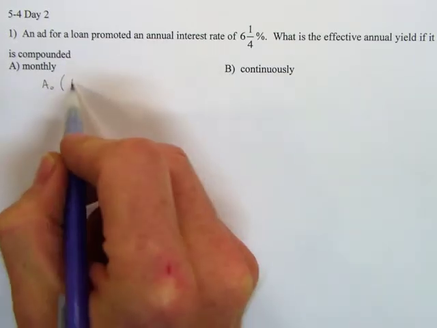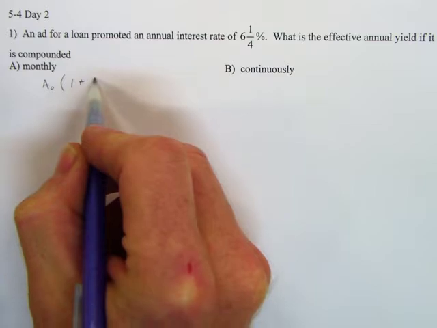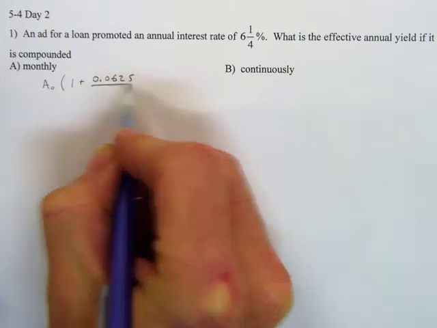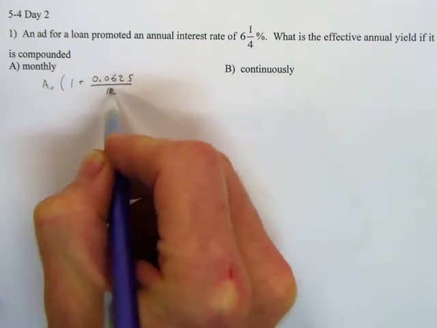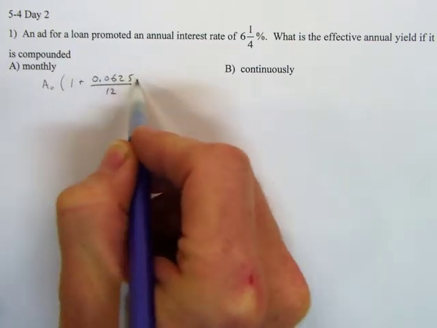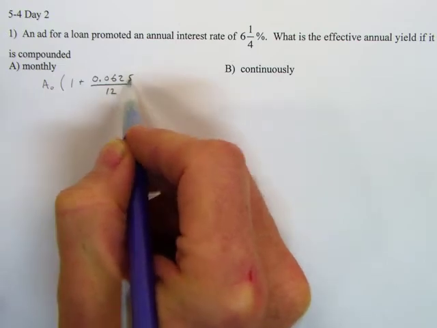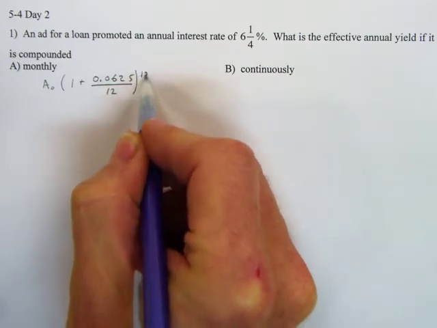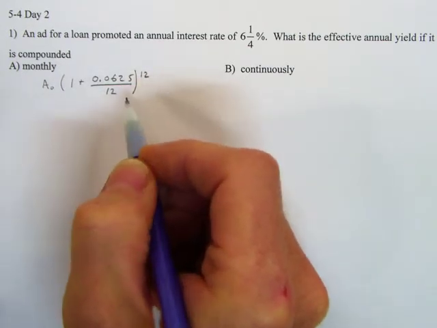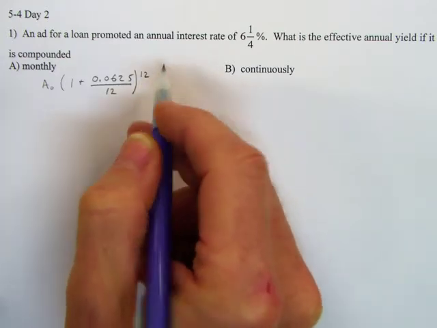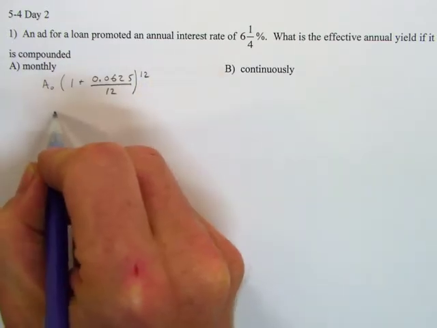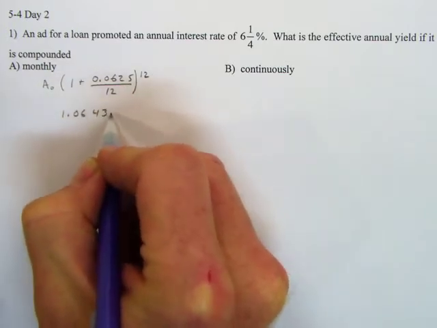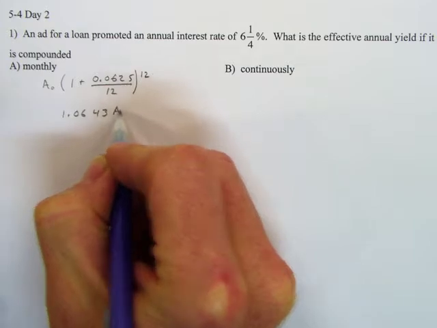And we say we have 1 is our 100% plus 0.0625 divided by 12. Now, why are we dividing by 12? Because we have an annual rate of 6.25, and we're dividing by 12, so that's giving us our rate for that month. And we raise it to the 12, and that's going to be for 1 year, because there's 12 months in a year. And if we do that calculation, we get 1.0643 and so on, times a sub 0.